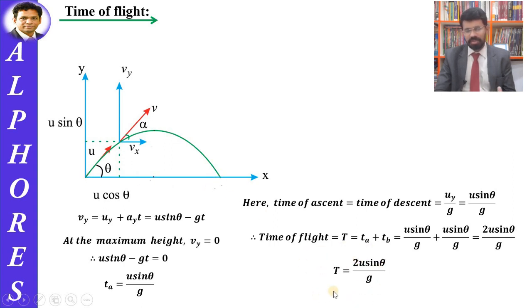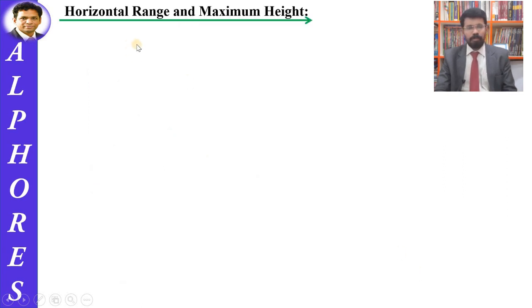All these details, you should possess on your fingertips. Very quickly you should be able to access. These are fundamental details connected with the oblique projectile. Time of flight is equal to 2u sin theta by g. Time of ascent, time of descent, both are equal: u sin theta by g. Okay, right. So now horizontal range and maximum height.